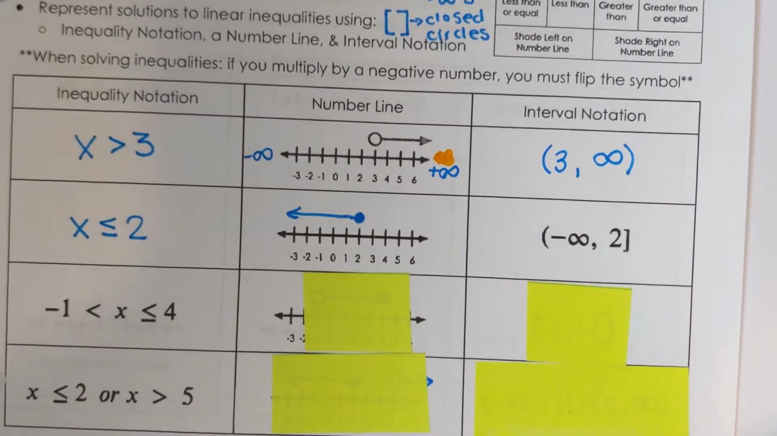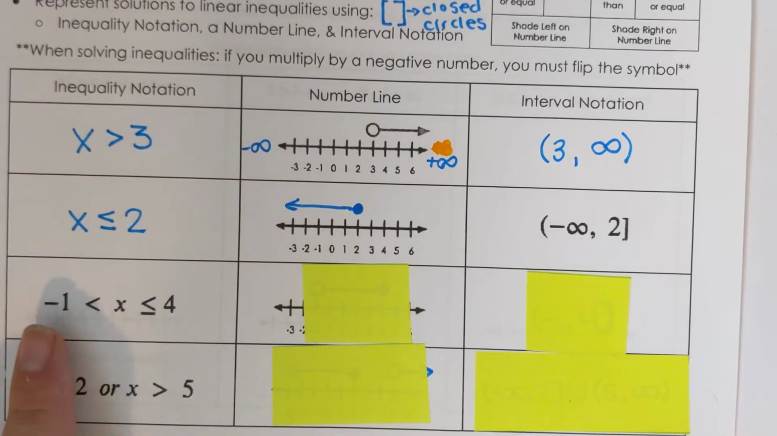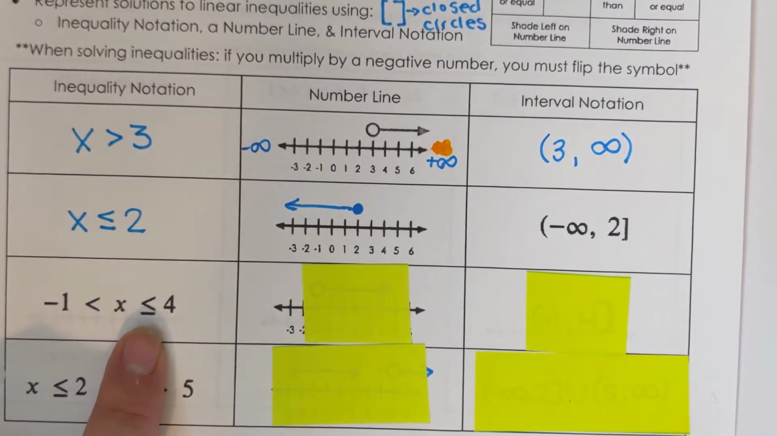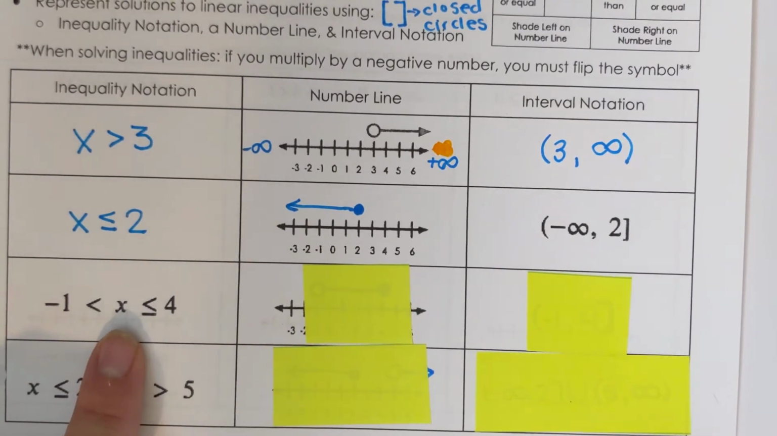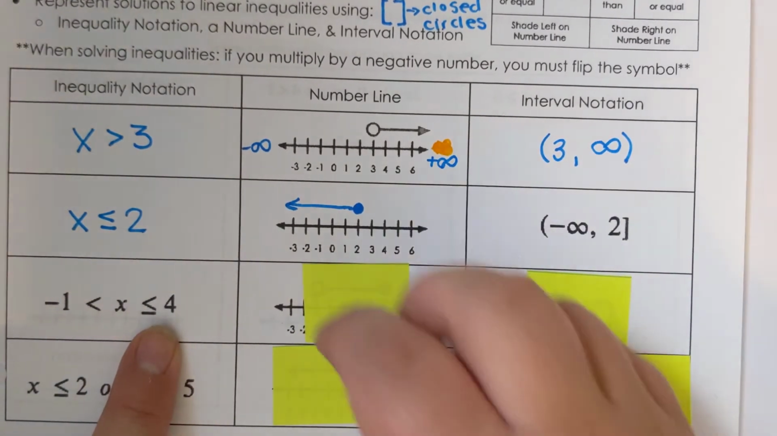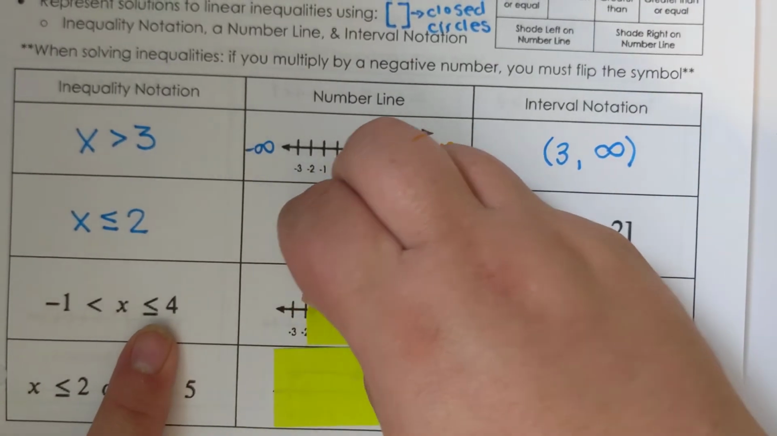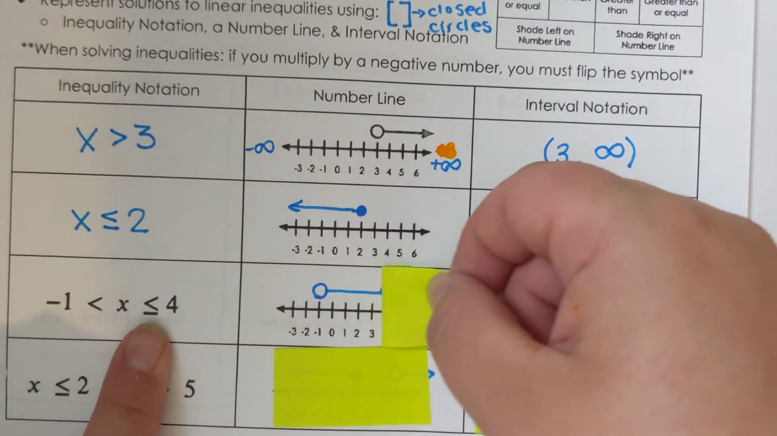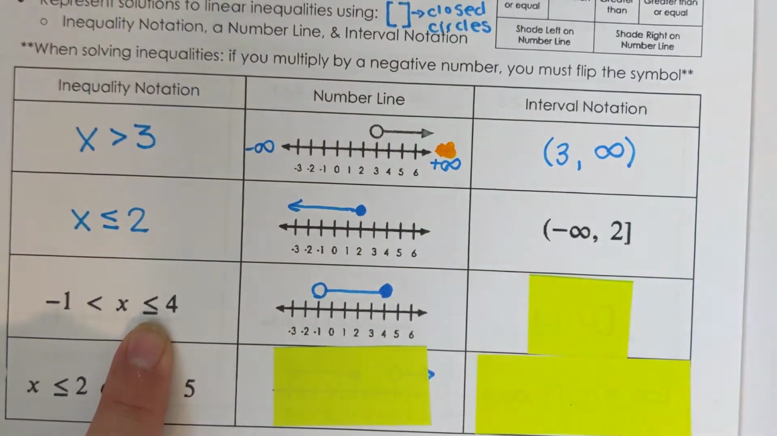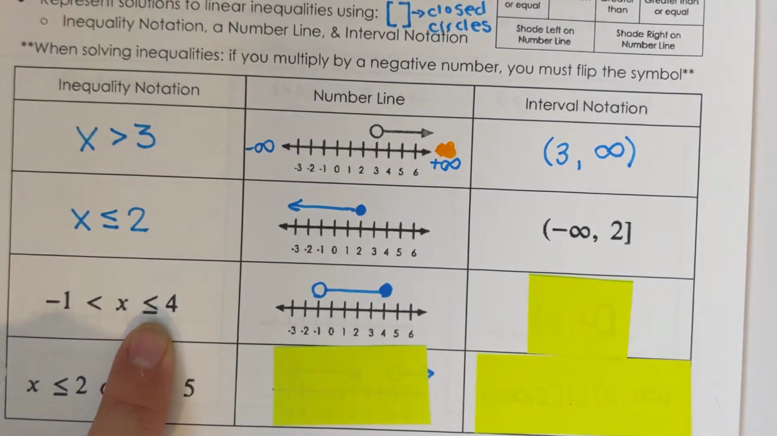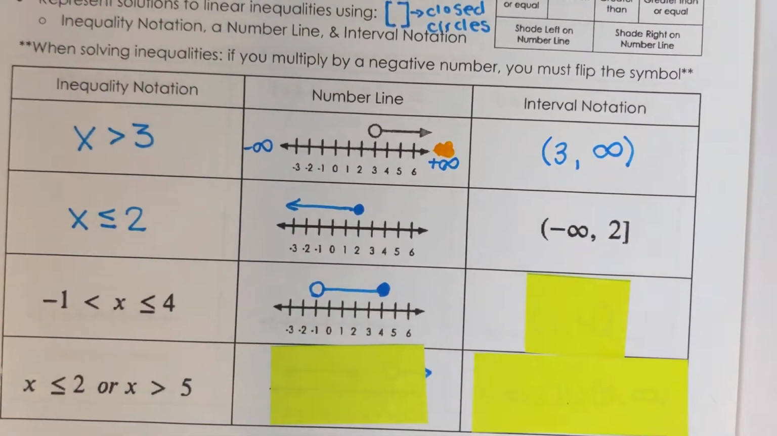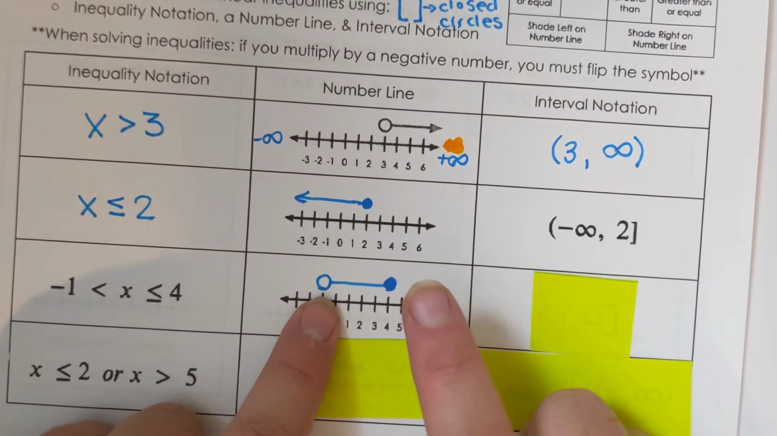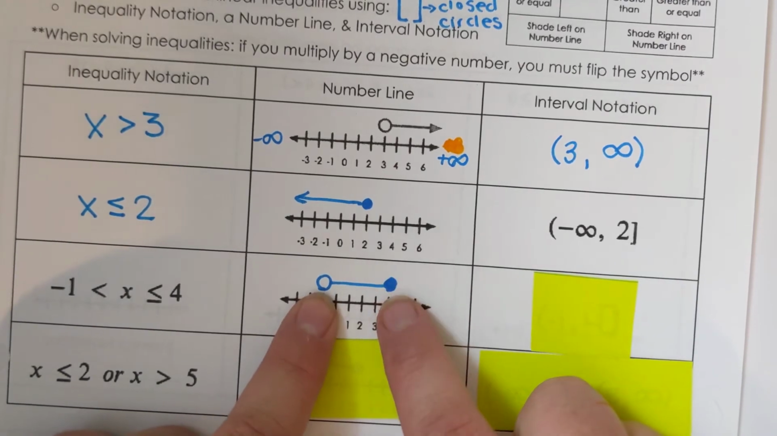Then we're going to get a little bit more difficult. This one is saying negative 1 is less than x is less than or equal to 4. This is really just a fancy way of saying that x is between negative 1 and 4. But the negative 1 is going to get an open circle because it doesn't have the little bar underneath. The 4 is going to get a solid circle because it does. And then for interval notation, this one doesn't go to either infinities because it doesn't keep going out here. It's just -1, comma, 4, because those are the two ends of your graph.